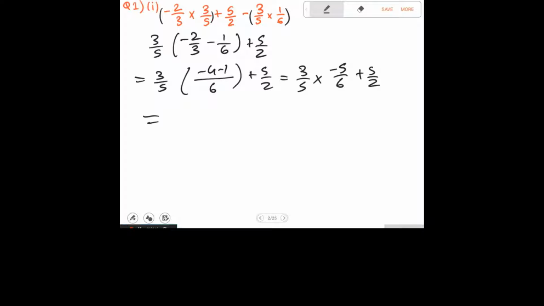which equals 3 into minus 5 minus 15, 5 into 6 is 30, plus 5 by 2. We can simplify it as minus 1 by 2 plus 5 by 2, which equals 4 by 2, which equals 2.